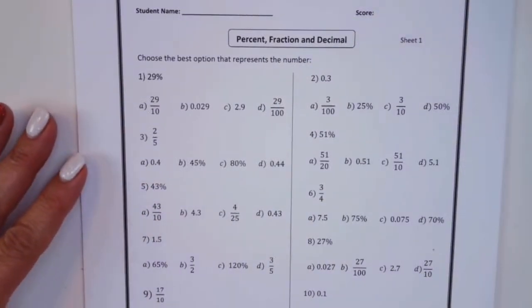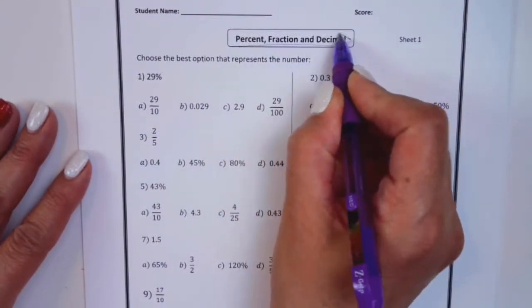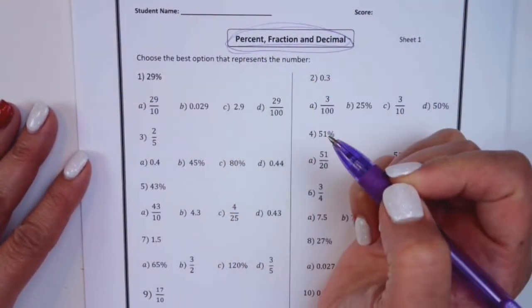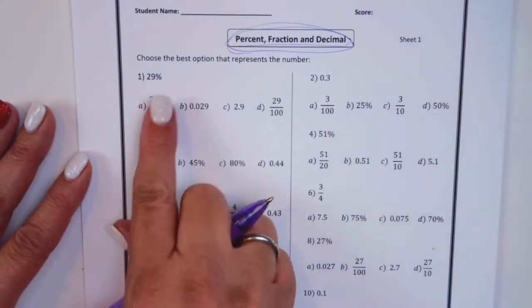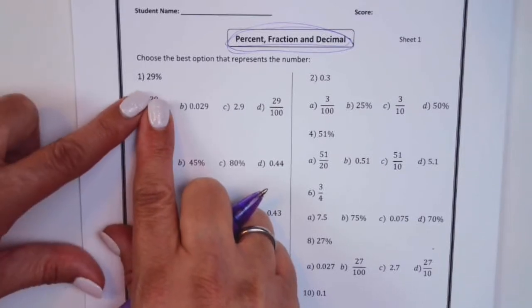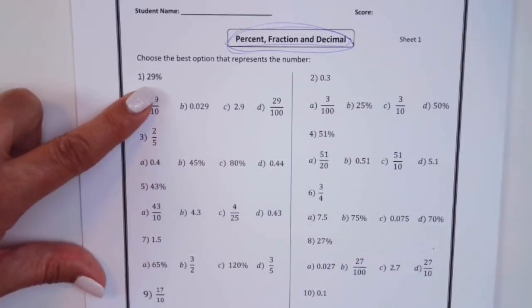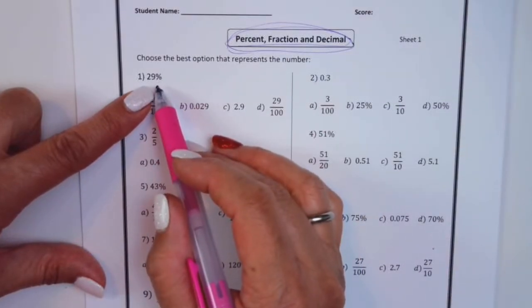Hello. In this lesson, we're going to look at converting percents, fractions, and decimals. So, we're going to start with 1, which is 29%. Now, percent means 100ths.